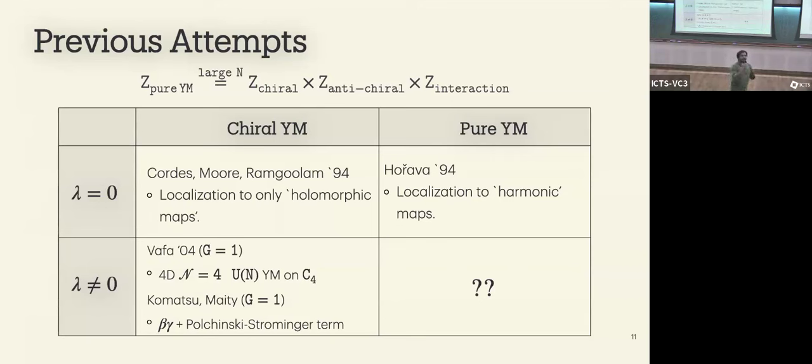Because n and n bar are two different kinds of world sheets. It's like one is oriented, another is anti-oriented. That's all the information you need to specify the mapping. Yes.